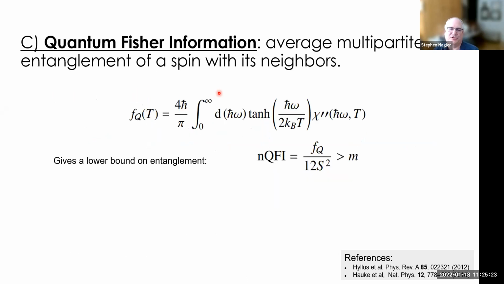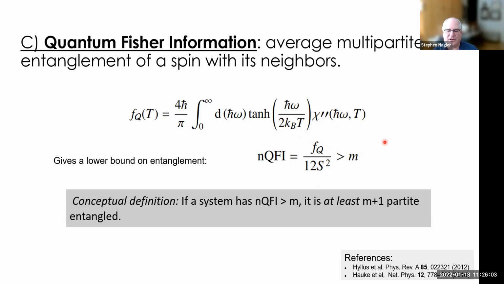So then the last measure is the quantum Fisher information, which for spin systems can be written down here. Q here just refers to quantum, although this is measured at a particular choice of wave vector. It's not integrated over all wave vectors, the natural wave vector here being Q equals pi. Now this gives a lower bound on entanglement. If I measure the cross-section in absolute units, it turns out that if I have this normalized quantum Fisher information defined as such, and QFI is greater than M, the system must have at least M+1 partite entanglement.